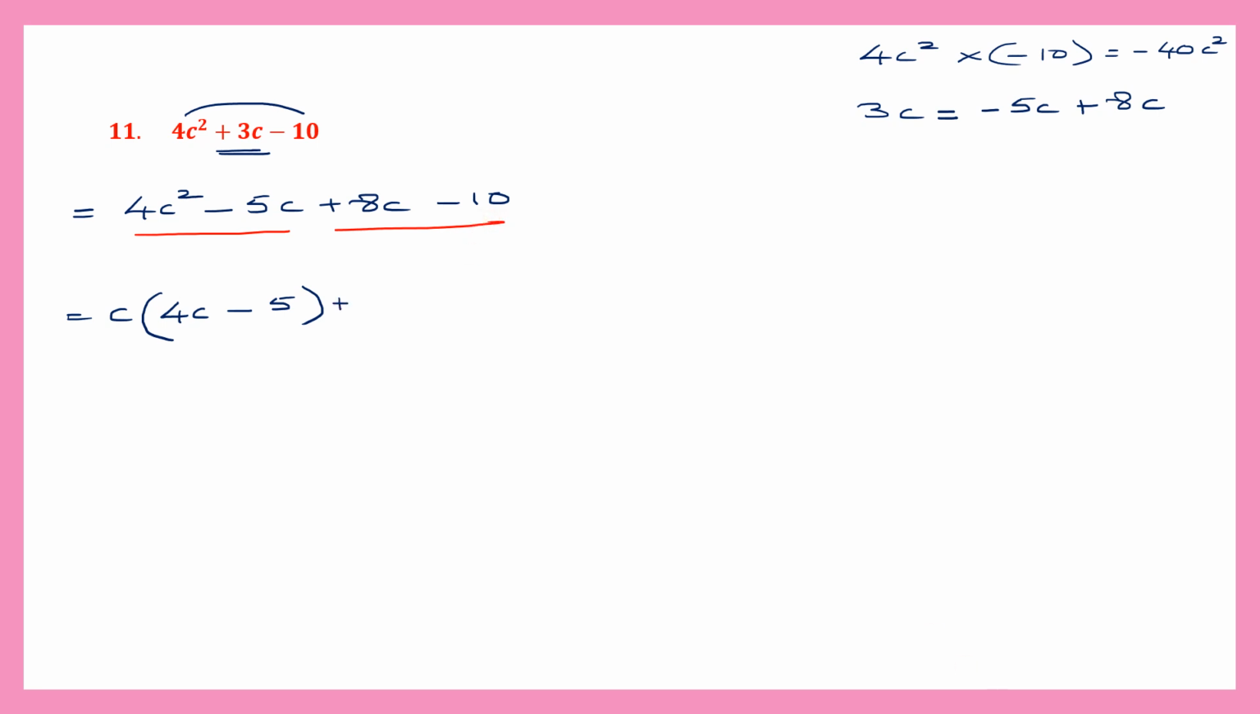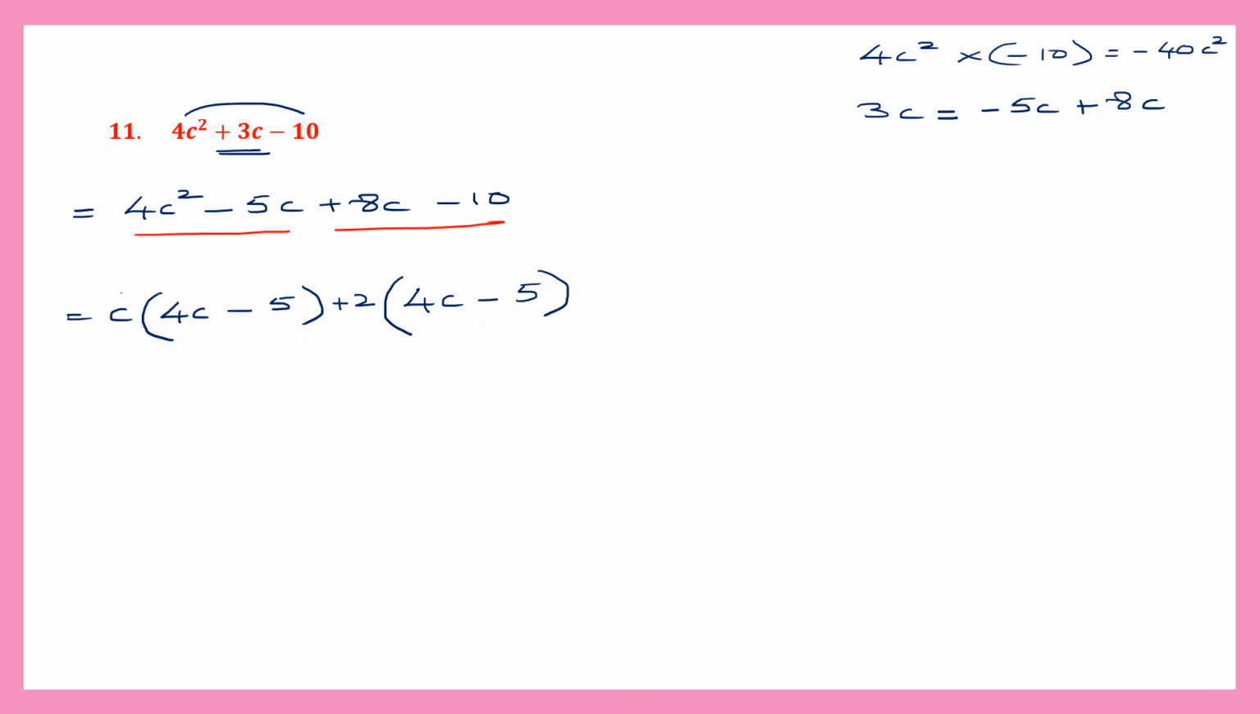So if I take plus 2 here, what will I write inside? 2 into what is 8? 4. And I need to write c. And if I have to get minus, I need to put a minus here. 2 into what is 10? 2 5s are 10. So here can you see I've got 4c minus 5. Here also 4c minus 5.